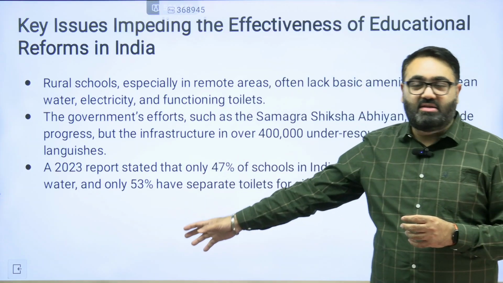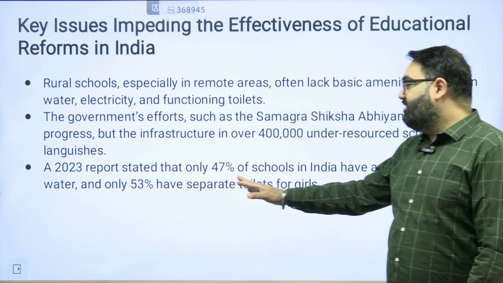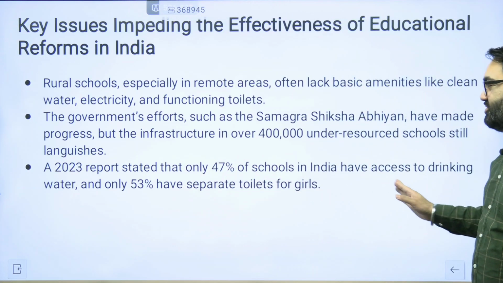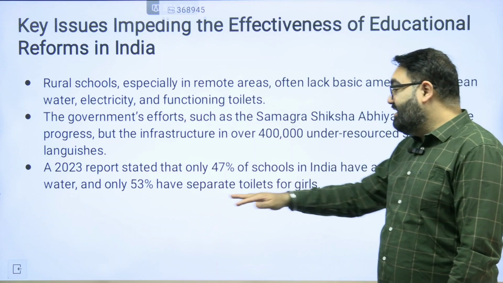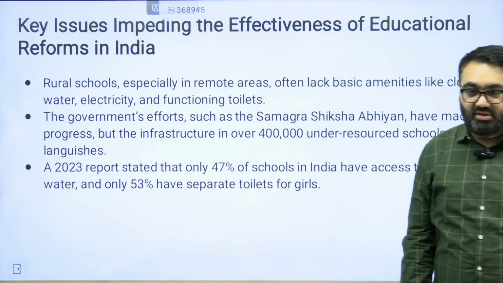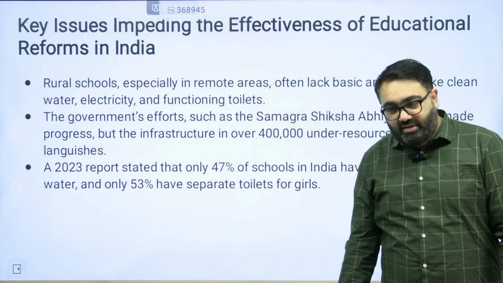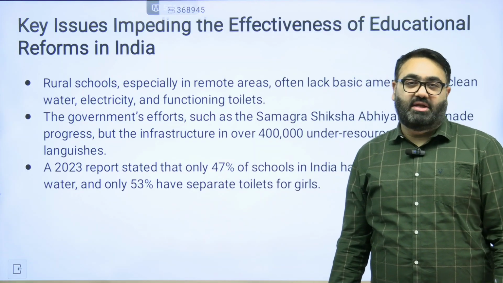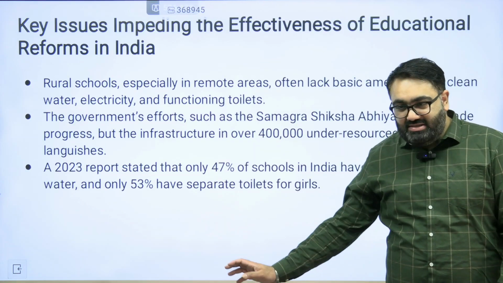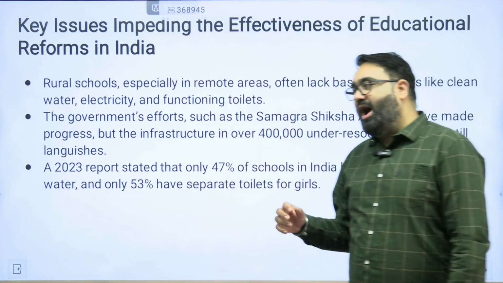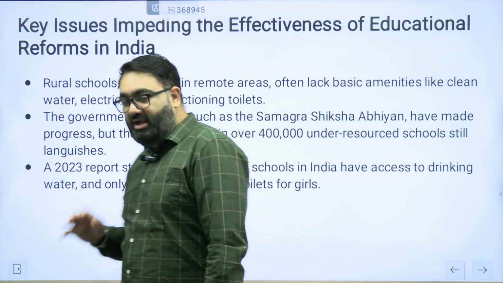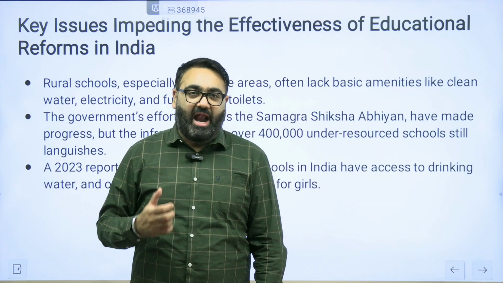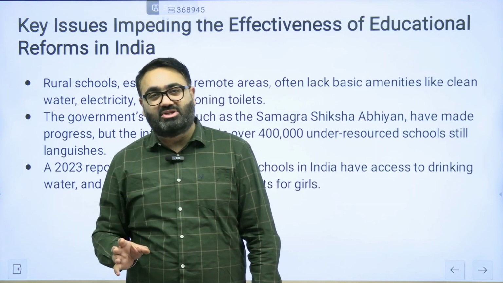In 2023, there was a report that said only 47% of schools in India have access to drinking water, and only 53% have separate toilets for girls. This has to change. This is what leads to high dropout rates, especially amongst the girls after a certain age, and you cannot blame them or the parents for that.